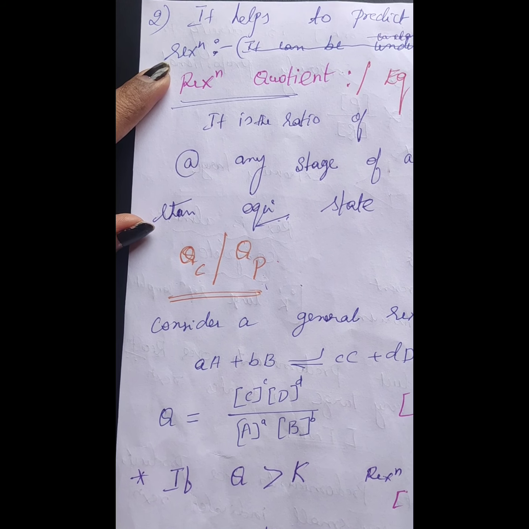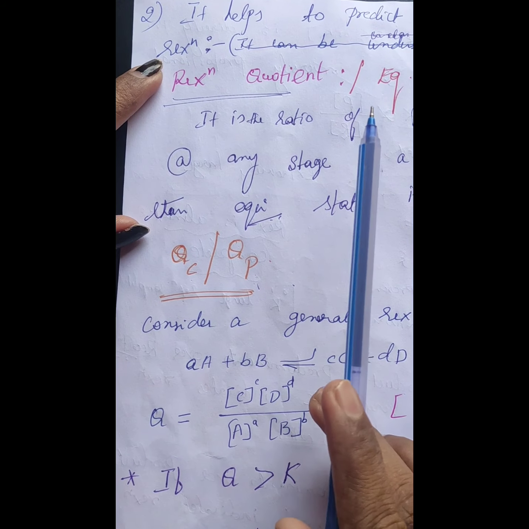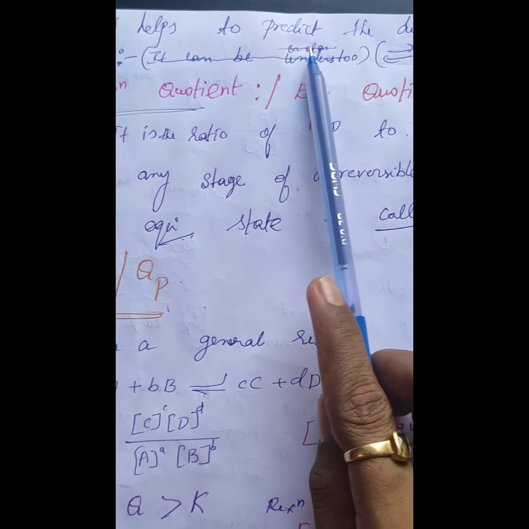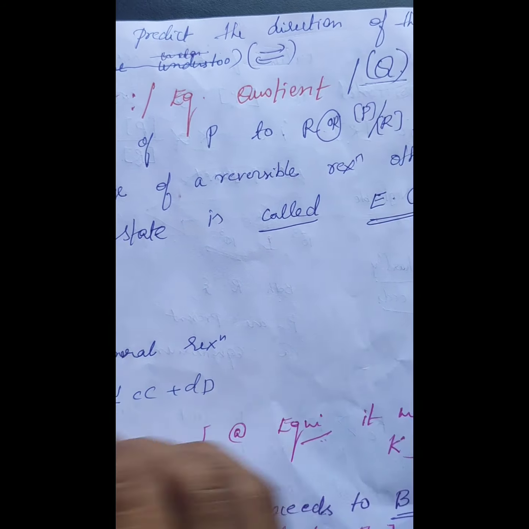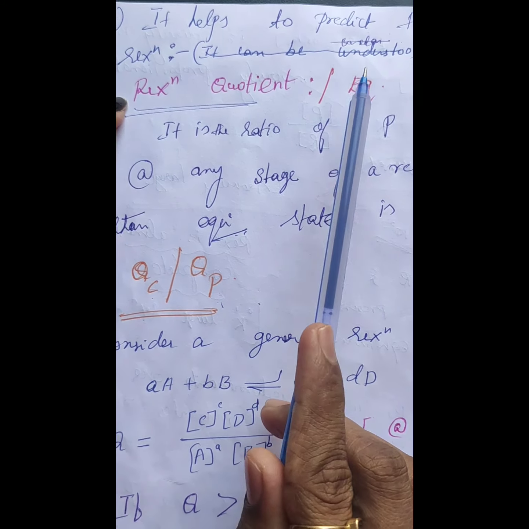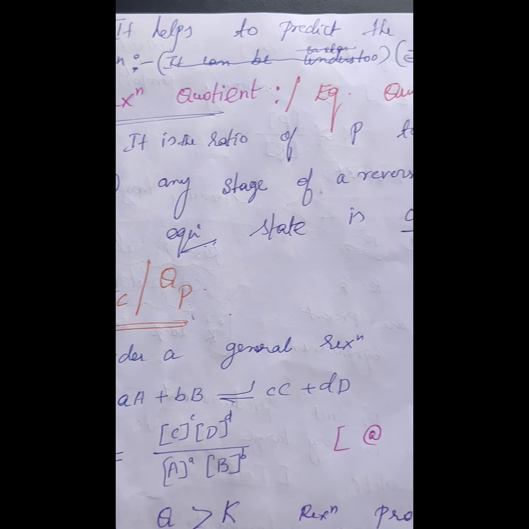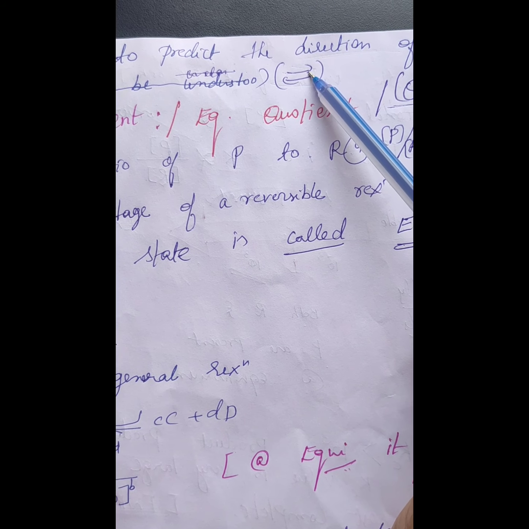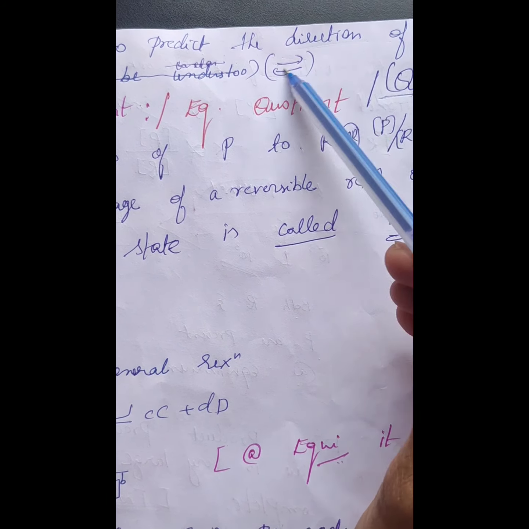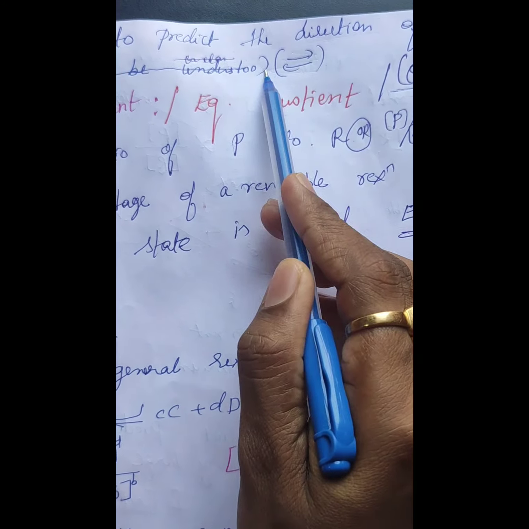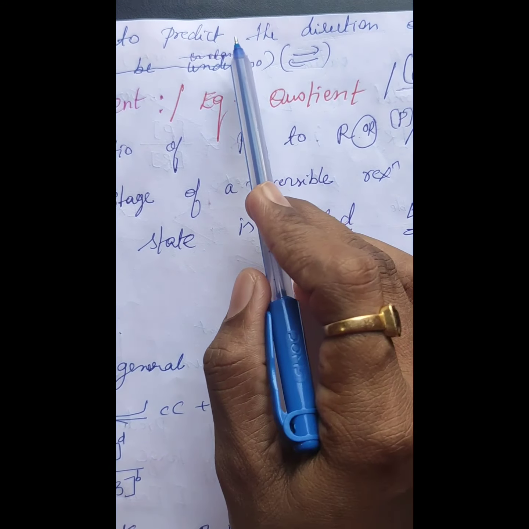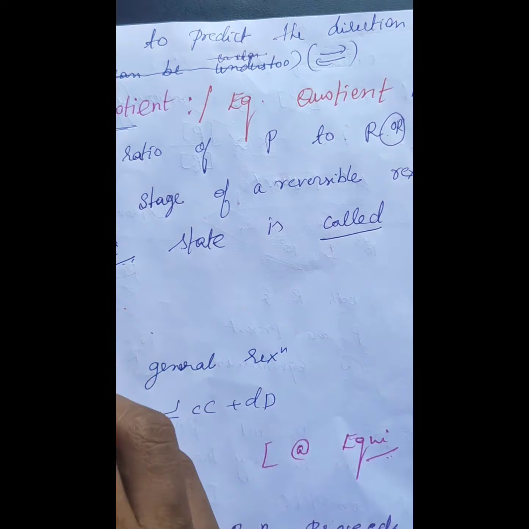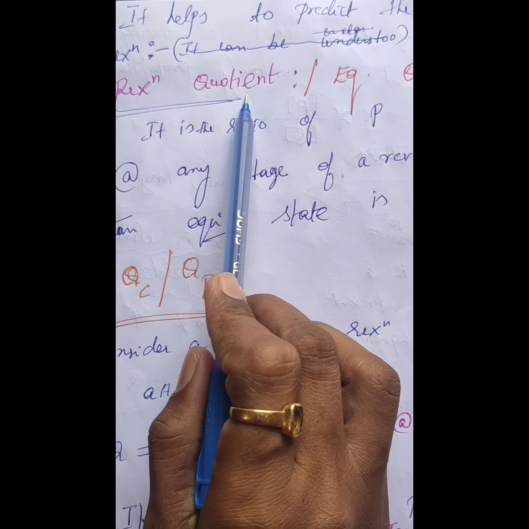Okay students, let us move on to the second application of the equilibrium constant. That is, it helps to predict the direction of the reaction. Now we should concentrate on how it helps to predict the direction. You all know there are two directions of the reaction. One is the forward direction and the other is the backward direction. So to predict direction, we should know a new term called reaction quotient.